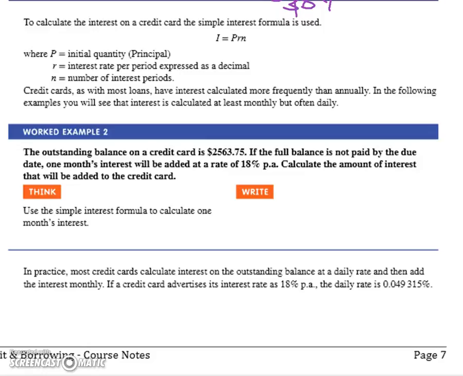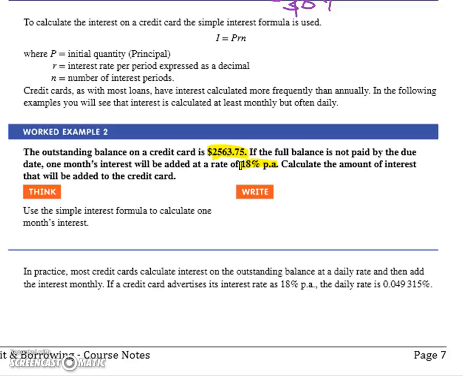With this worked example, the outstanding balance on the credit card is $2,563.75. If the full balance is not paid by the due date, 1 month's interest will be added at a rate of 18% per annum. Calculate the amount of interest that will be added to the credit card. So you need to use the simple interest formula to calculate 1 month's interest.